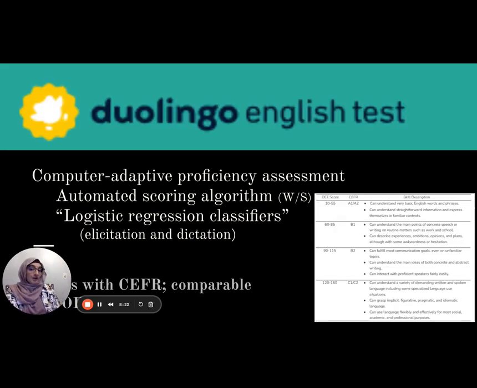Duolingo English Test is a computer adaptive proficiency assessment. It uses an automated scoring algorithm for the writing and speaking portions of the assessment, and logistic regression classifiers for the elicitation and dictation portions of the assessment. It does use the Common European Framework of Reference for standards for scoring. However, it does compare its scores as well to TOEFL iBT, so the Test of English as a Foreign Language. So you get a wider range of scores, but they are all aligned to each other.